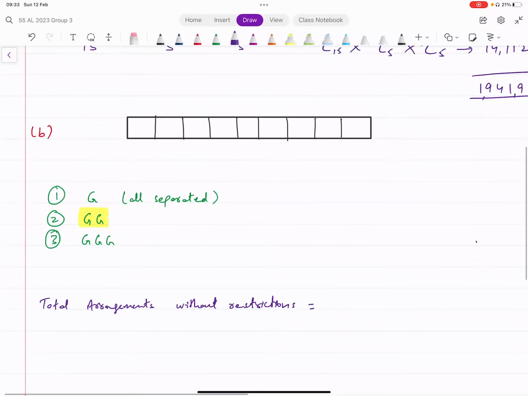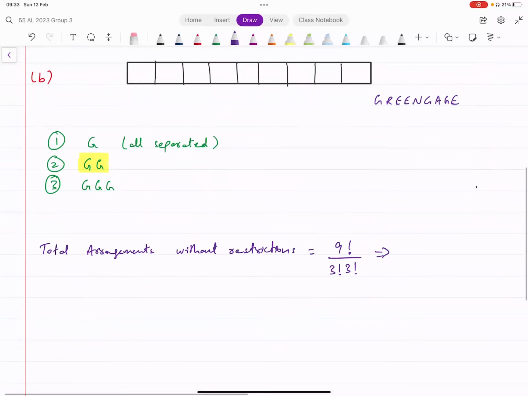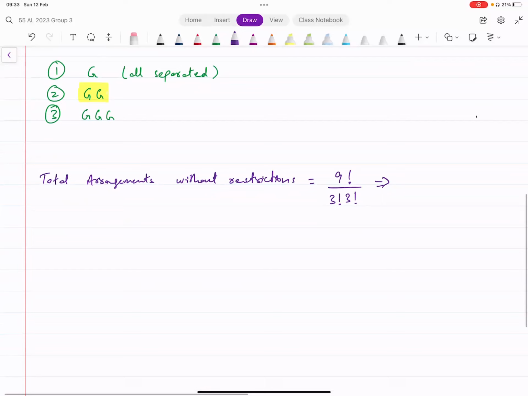You've got 9 letters. Let me write down the word here. The word is green gauge. Now we have 9 letters in total in this word. So that's 9 factorial. But we have 3 G's. We divide by 3 factorial because of that. And we also have 3 E's. We divide by 3 factorial because of that. And that is going to give you the total arrangements without restrictions. Okay, let's actually keep it like this for now.